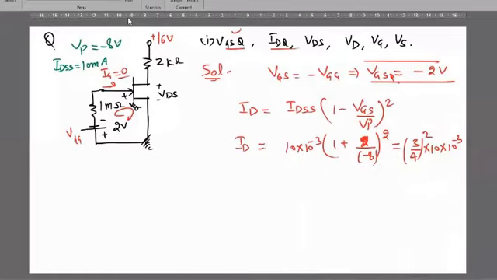Okay, and next thing you have to calculate, that is VDS. So you can apply KVL in the output loop. So minus 16 plus 2 into 10 raised to the power 3 into ID plus VDS equals 0. From this equation you can calculate the value of VDS. I hope this is very easy.